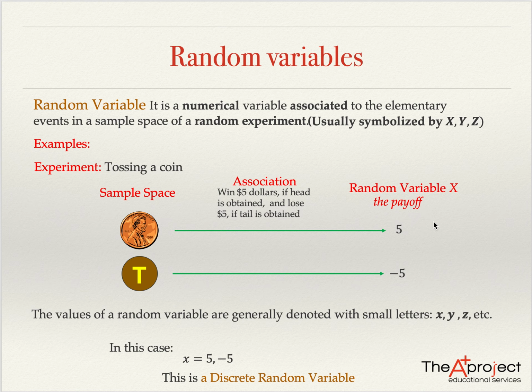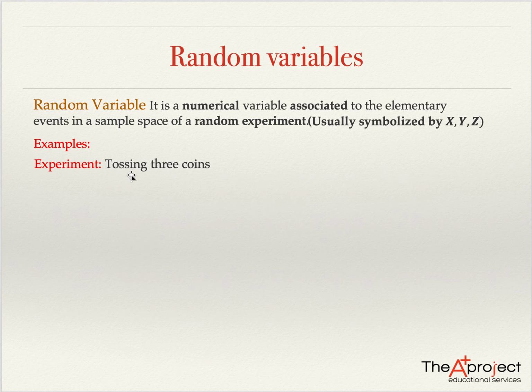But because what we have obtained is a discrete number of values, then we say that we have a discrete random variable in this case. Another possible example of a discrete random variable will be one obtained from this experiment: not tossing one coin, but tossing 3 coins. If we toss 3 coins, now the sample space will be different, because one possible outcome will be this one, where you obtain a tail in all 3 coins. So tails in the first coin, tails in the second coin, and tails in the third coin.